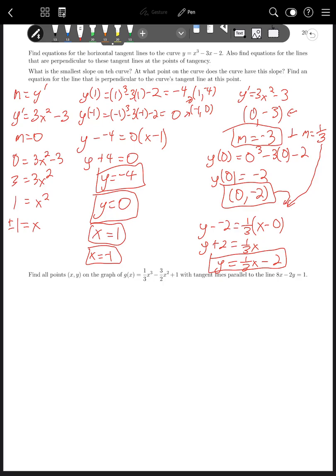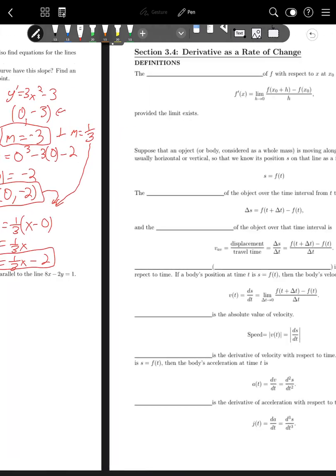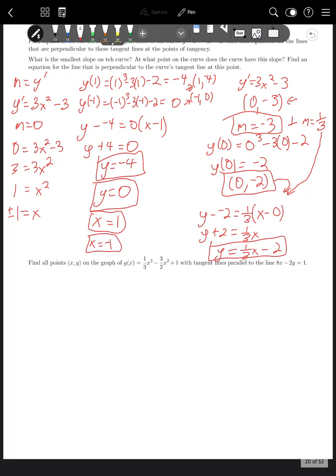So why don't you guys pause the video for a second, see if you can figure out this last problem, and then we'll work on it together. Okay, so now that you've had a chance to try it, let's go through it together. Find all the points x, y on the graph of g of x equals 1/3 x cubed minus 3/2 x squared plus 1 with tangent lines parallel to the line 8x minus 2y equals 1.